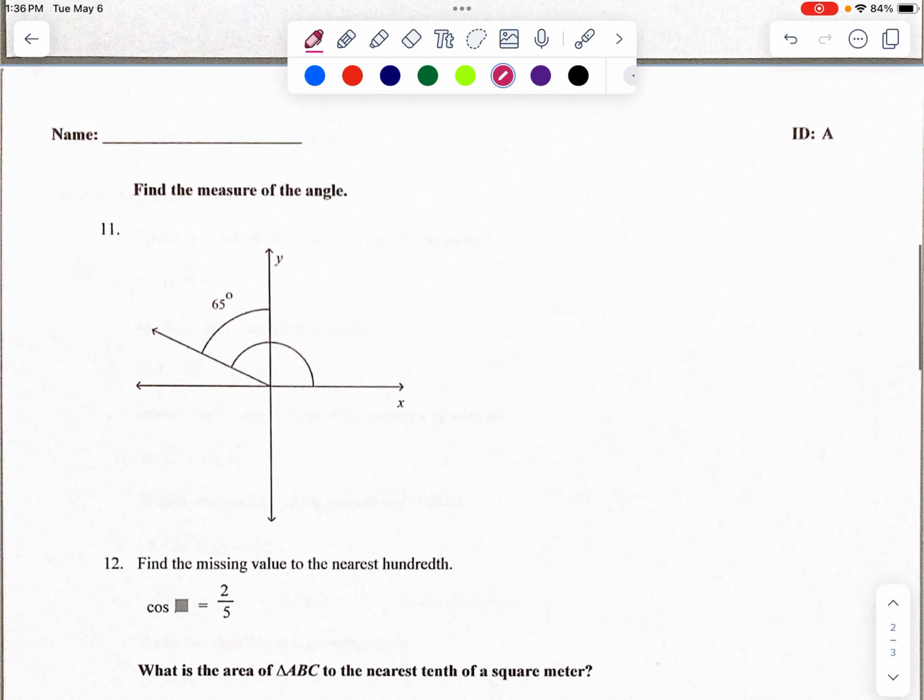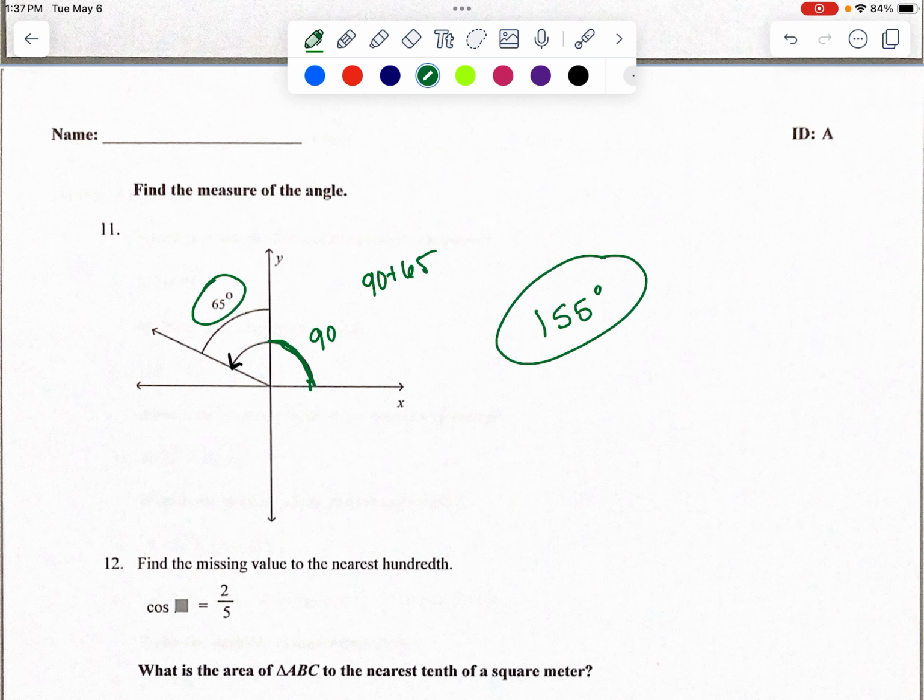Okay, this one, there's supposed to be an arrow going right here. That will be on your test. So it's just saying, how many degrees is that? And we know that this part is 90, right? That's 90 degrees plus 65. 90 plus 65. So the answer is 155.